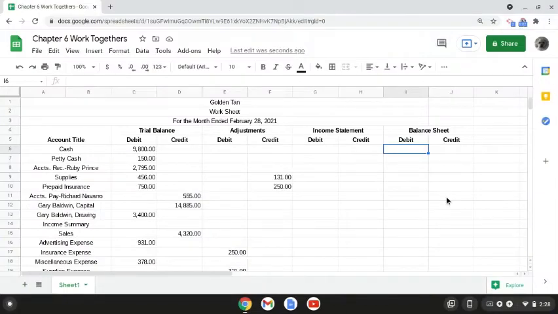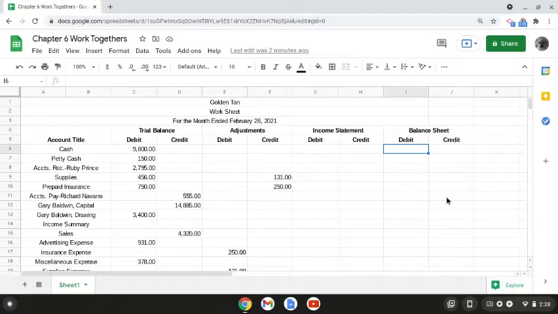Alrighty, so now we're going to be moving on to the 6-3 work together, in which we will be completing a worksheet. So each amount is going to be transferred to either the balance sheet or income statement columns. And the amounts for each account are going to be listed as either an asset, liability, owner's equity, revenue, or expense account. And the purpose of an income statement is to determine whether we've made money or lost money, and the purpose of a balance sheet is to prove that our accounting equation is in balance and that assets equal liabilities plus owner's equity. So the first account classification that we're going to start with is going to be assets.